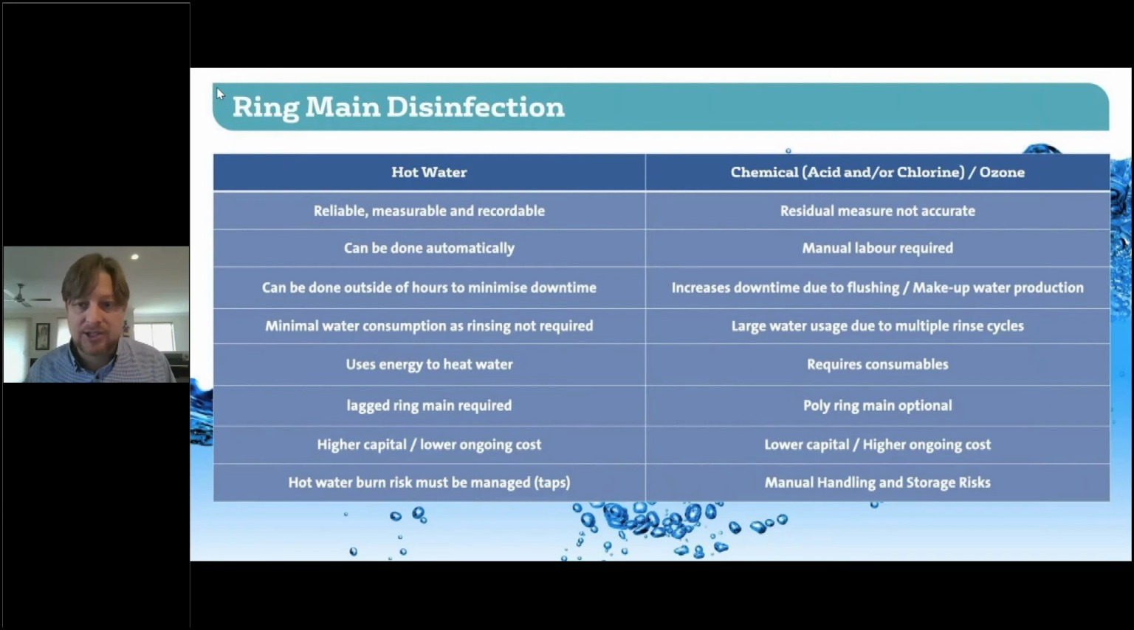And often it will be 3 flushes that are required. So a lot more downtime, also not as easy to do outside of hours. And of course, you're also using a lot more water due to these rinse cycles. You do have consumables as well, being the chemical or the ozone consumables. But the capital cost is often a bit lower because you can look at options of using a poly ring main. You don't have to lag the ring main, but the ongoing costs are higher, and you do have a lot higher risk in the manual handling of the chemicals, all the storage risks. I think ventilation and warning devices for ozone are pretty critical.